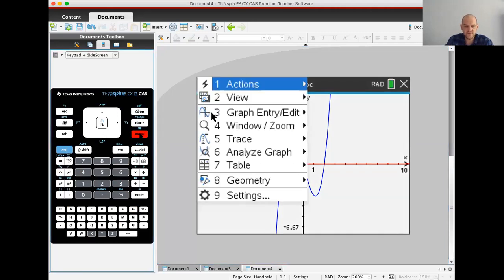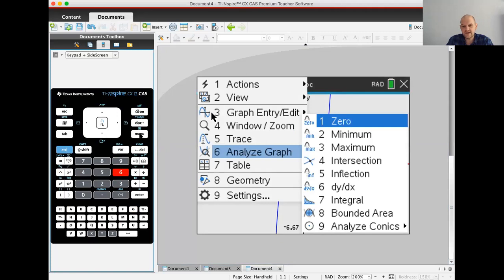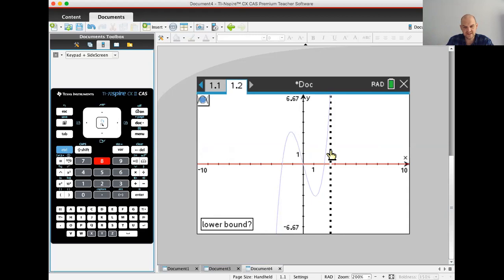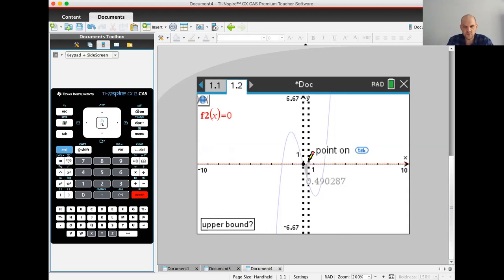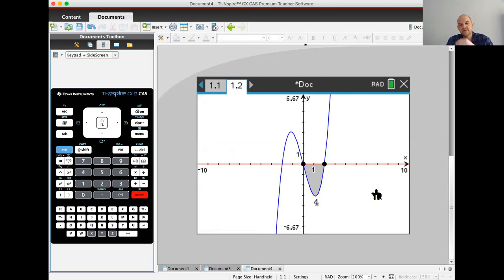So I'm going to do menu, option 6. And if you look at option 8 here, it's bounded area. You might need to upgrade your operating system if that's not an option. So the lower bound is 0. The upper bound is 2. And you can see, there it is, it's 4. It even shades it for you.